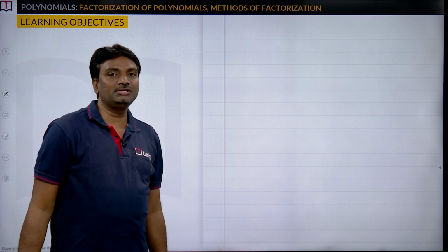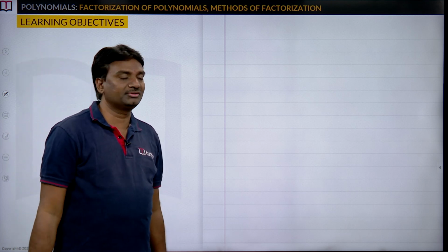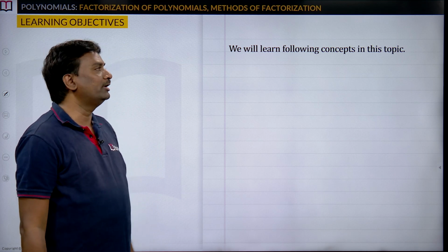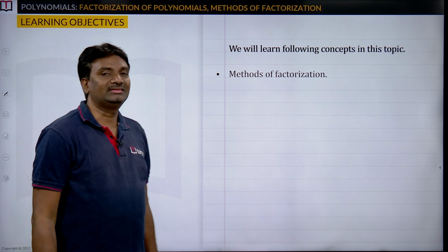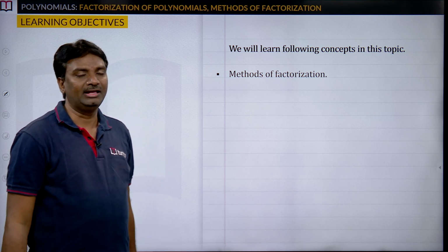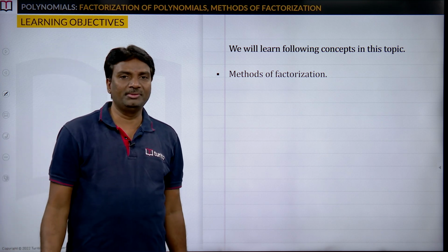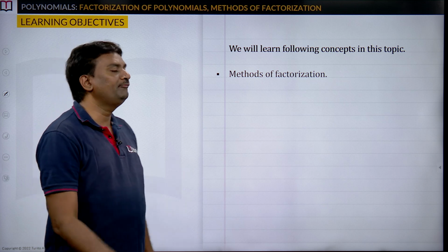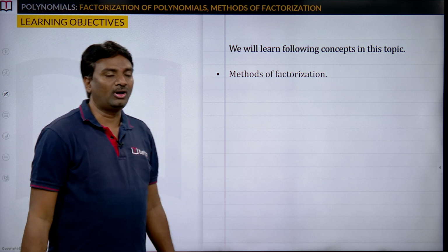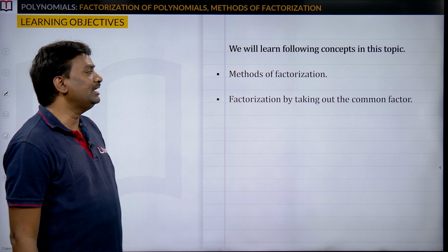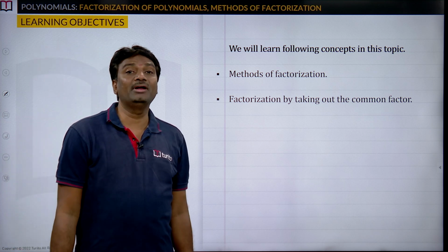Learning objectives means what we are going to discuss in today's class. We will learn the following concepts in this topic: methods of factorization. When a polynomial is given, that may be a quadratic polynomial or cubic polynomial, whatever the polynomial may be, how can we factorize that polynomial? So, methods of factorization. Next, factorization by taking out the common factor.